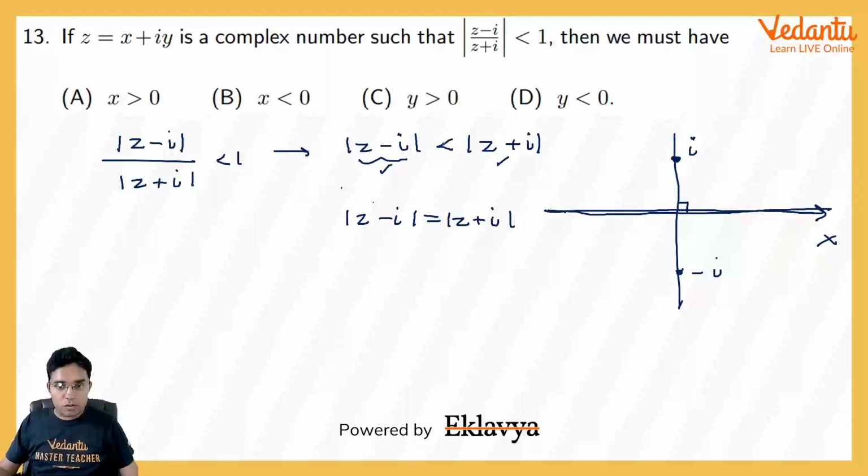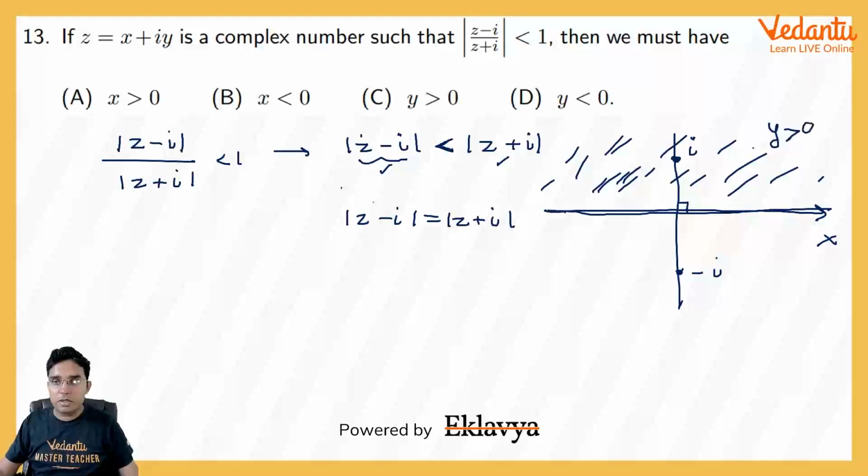If I want this to be less, that means my z should be towards iota, then minus iota. So this z should be this place, this way. So this means my y has to be greater than 0. So answer will be C.